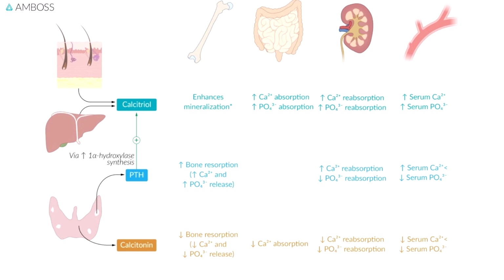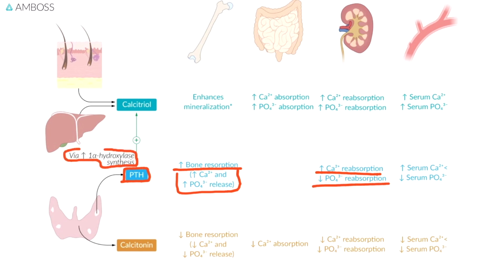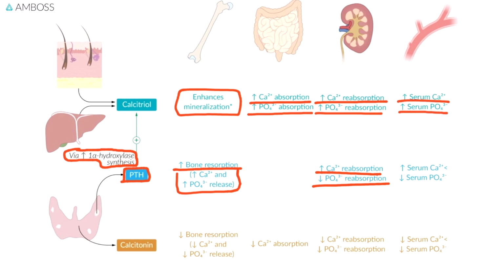When serum calcium decreases, parathyroid hormone, PTH, tries to increase calcium levels through several mechanisms. First, it increases bone resorption, which releases calcium and phosphate in the blood. In the kidney, it increases calcium reabsorption and decreases phosphate reabsorption. Moreover, it stimulates the expression of 1-alpha-hydroxylase in the kidney, the enzyme that activates vitamin D. Once vitamin D is activated into calcitriol, it enhances mineralization in the bone. The absorption of calcium and phosphate in the gut and the reabsorption of these in the kidney also increases, which in turn elevate their levels in the blood.